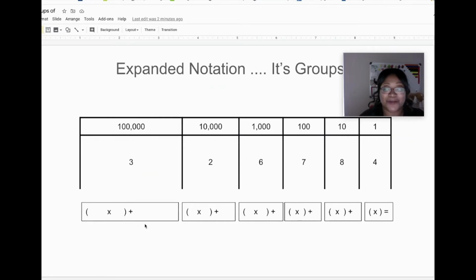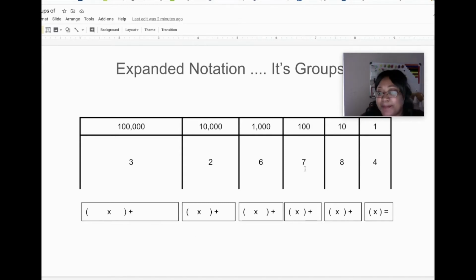Let's go to the third slide here. Now on the third slide, we are just using numbers and we are going to write expanded notation, groups of. Very good. Now, you know how I keep going like this? Because you say the number of groups and then you say groups of, and then you write the place value. So let's see how that works.